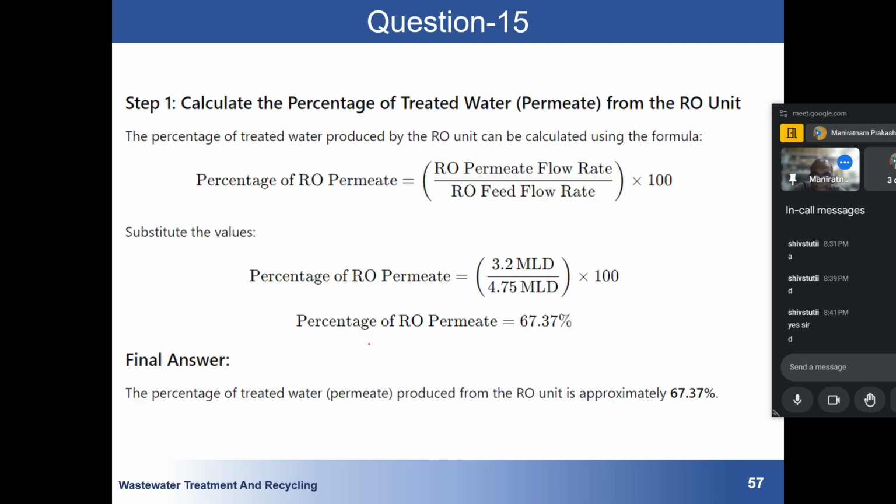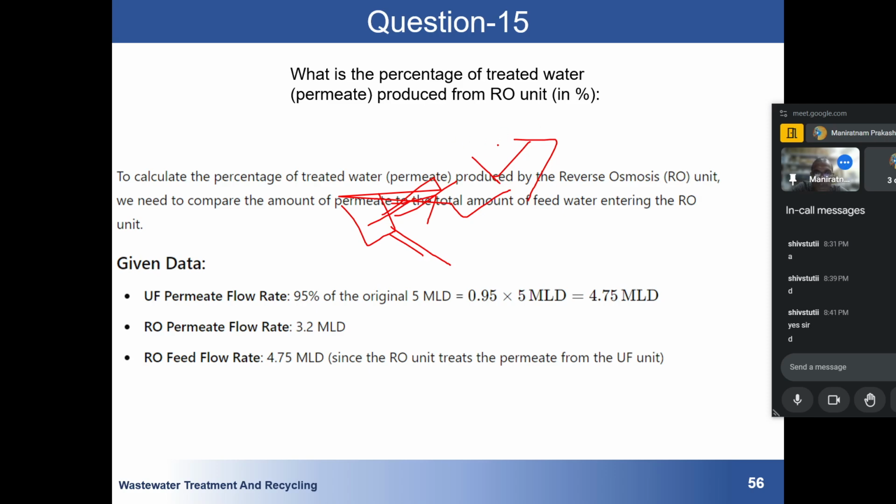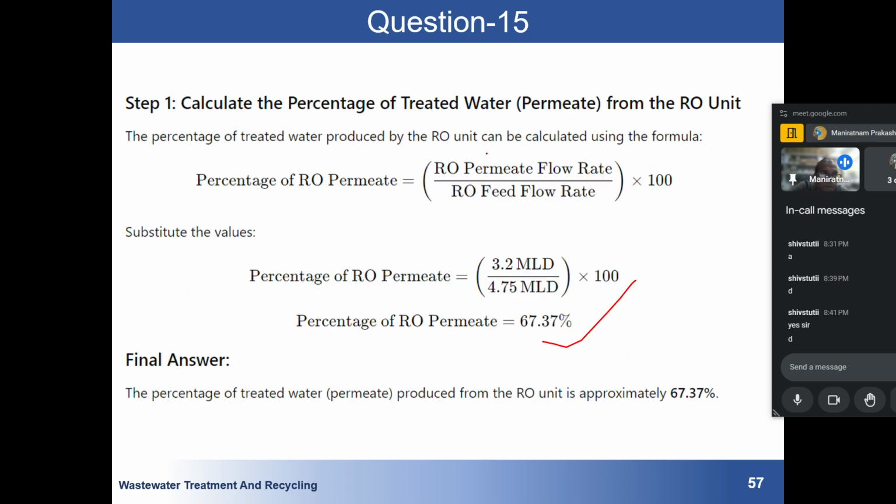MLD. To calculate the percentage of treated water from RO, the percentage will be RO permeate flow rate divided by RO feed flow rate. How much water is coming in? 4.75. And 3.2 is going out. So the percentage will be 67.37%, because they are just asking for the percentage of treated water. How can we calculate the amount of water coming and going? With the help of flow, because volume is always constant. So the correct answer will be 67.37.